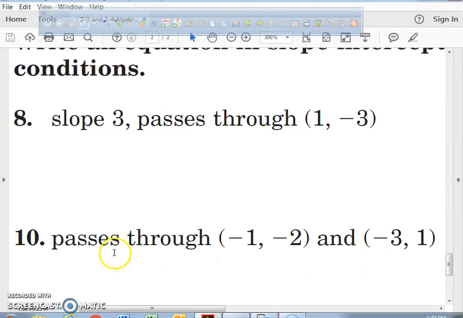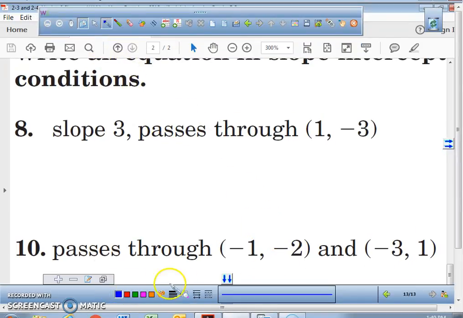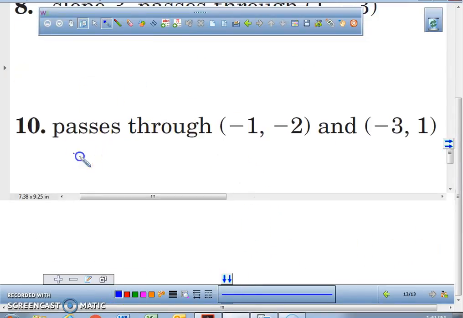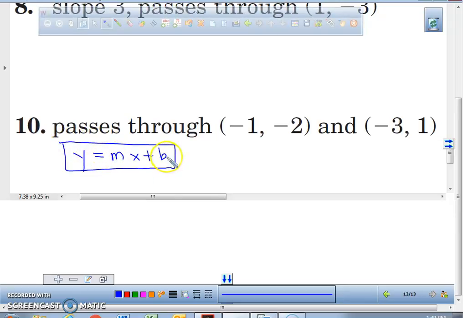All right. What we're going to do is we're going to look at number 10, and we are going to eventually get to this concept called slope-intercept form. We're going to take those 2 points, and we're going to write the equation y equals mx plus b, where m is your slope, b is your y-intercept. Now, we don't have a slope, and we don't have a y-intercept. Okay? So the very first thing I would probably want you to find is the slope.